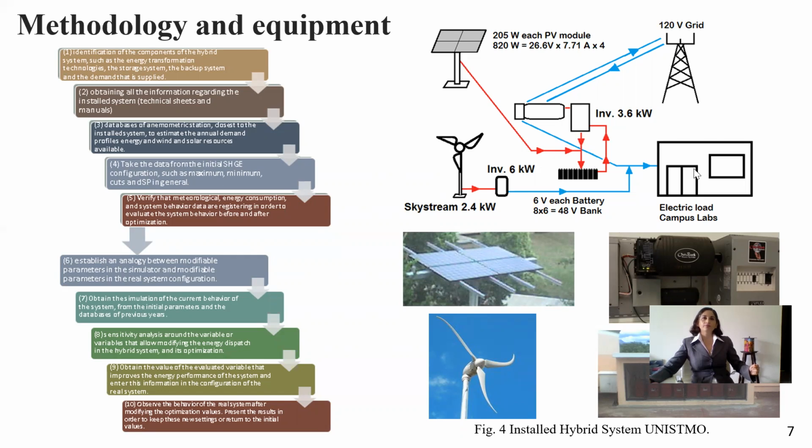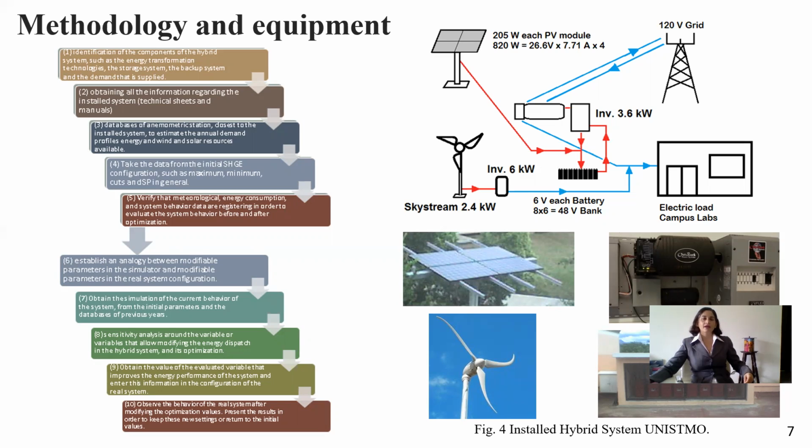Number 2, obtaining all the information regarding the storage system for technical sheets and manuals. Number 3, the databases of the load and of an anemometric or meteorological station close to the installed system to estimate the wind and solar resources available. Number 4, take the data from the initial HRES configuration or setting, such as maximums, minimums, values, and set points in general, compared with the default ones.